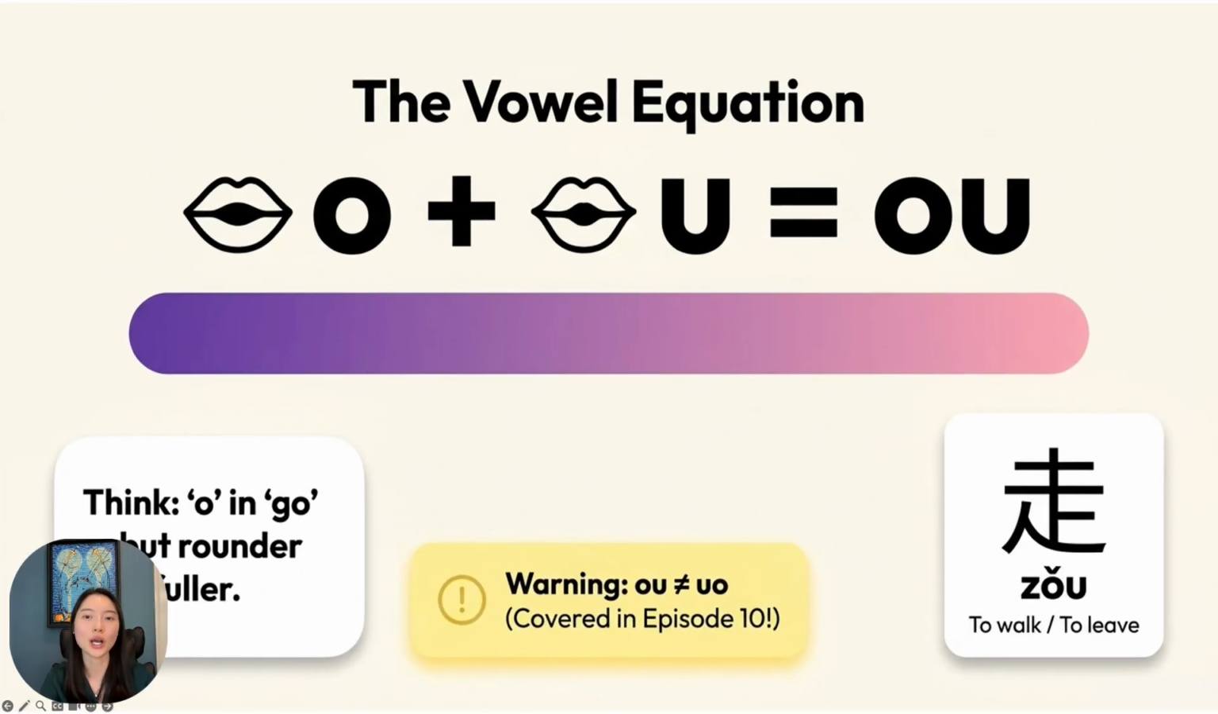This is the ou. Think of the o in go, but rounder and fuller. Start with o, with your lips rounded, then glide into u. Ou. One more time. Ou. 走 zǒu.